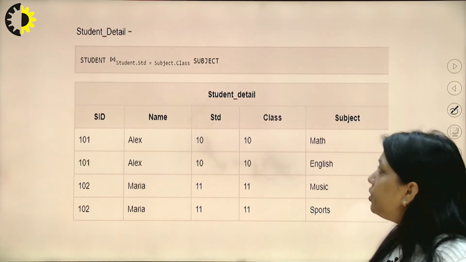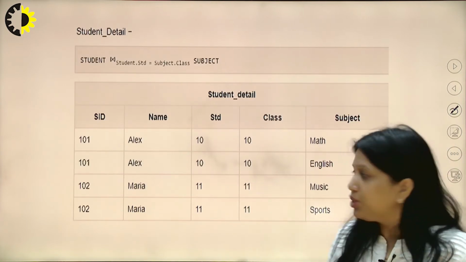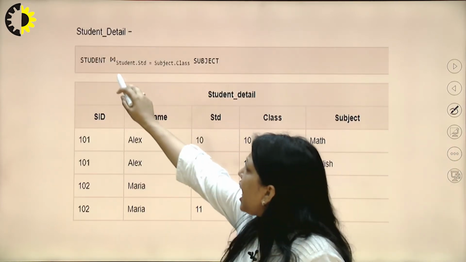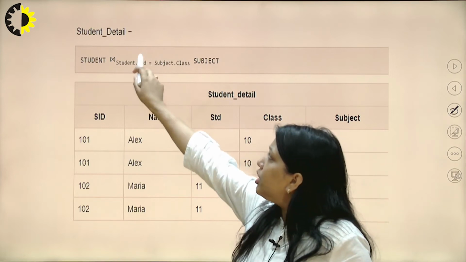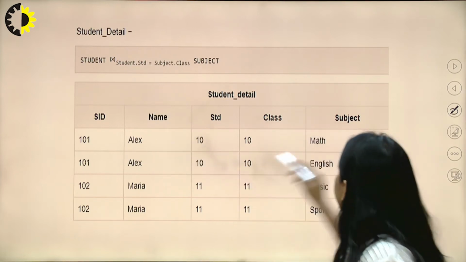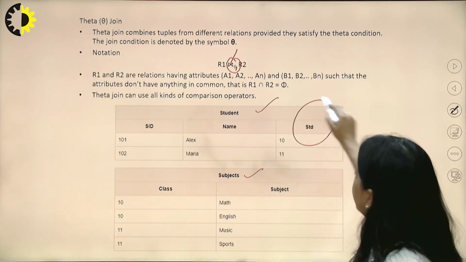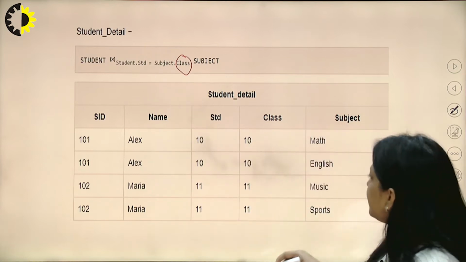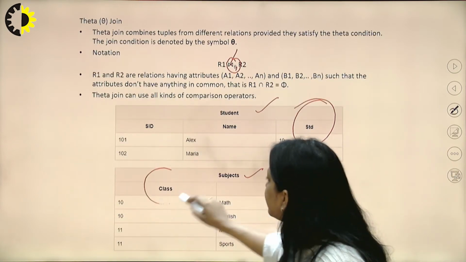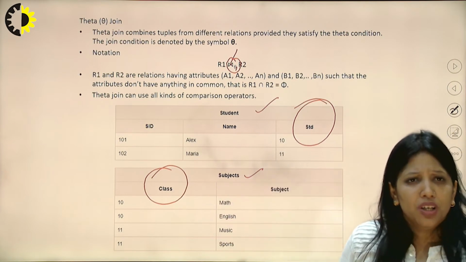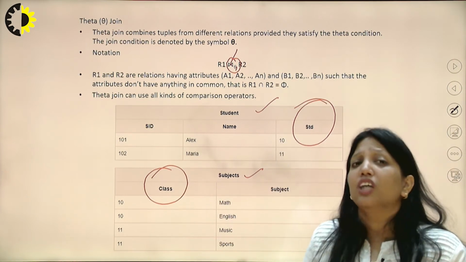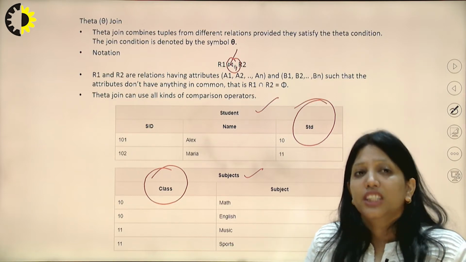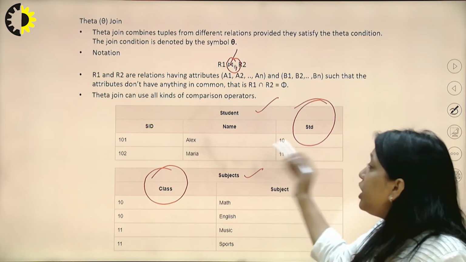So this is the output of combining the tables of student and subject. How do we combine them? We are combining the std attribute of the student table with the class attribute of the subject table. We see that the domain is the same. So if two attributes are not common, but we are combining attributes that have the same domain of values, these have the same domains of values.